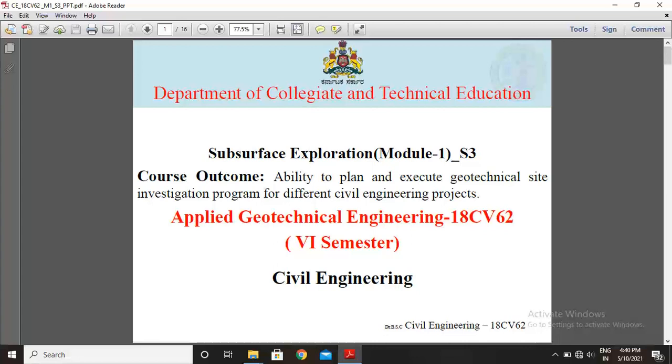Today I want to explain about Module 1, Session 3, titled Subsurface Exploration. The course outcome is the ability to plan and execute geotechnical site investigation programs for different civil engineering projects. Subject title: Applied Geotechnical Engineering, subject code 18CV62, in the 6th semester of the civil engineering department.